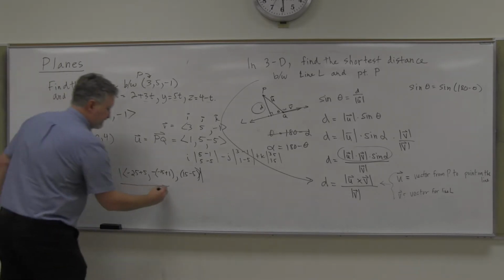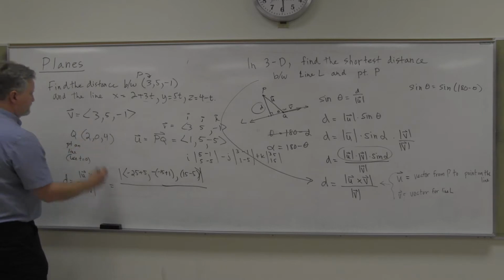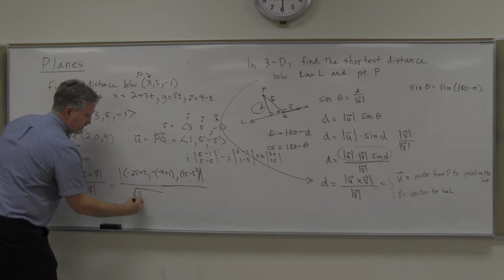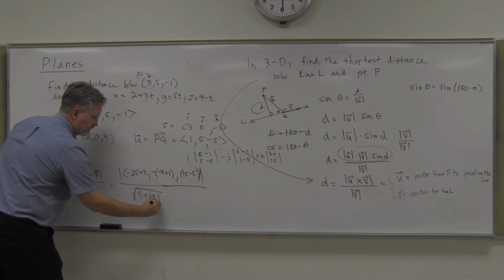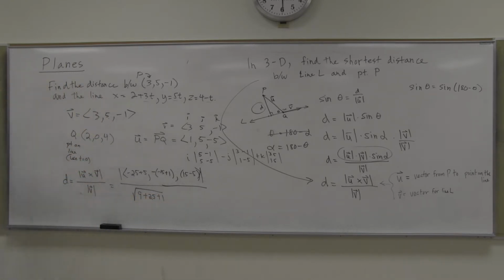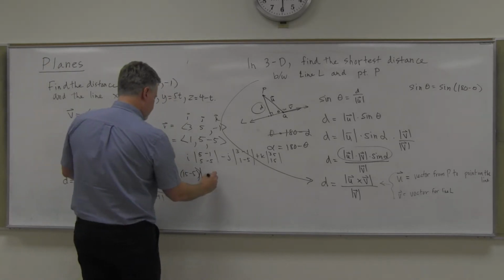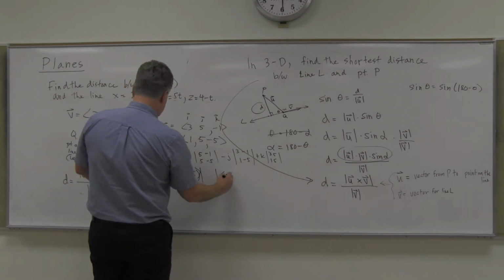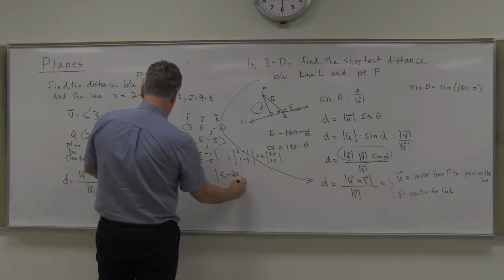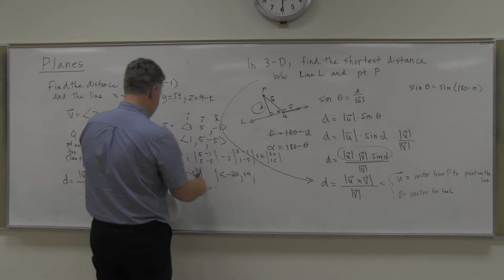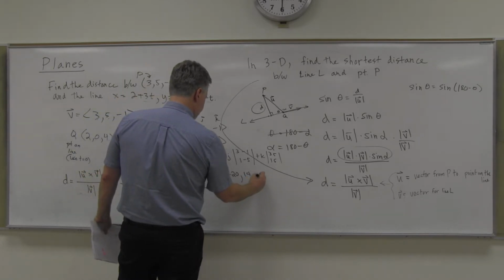Divide that by the magnitude of v, which would be the square root of 9 plus 25 plus 1, just the sum of the squares of all those. That's ultimately what we're going to do here too. So it's negative 20, what is that? Negative 14, so it'll be positive 14, positive 10.